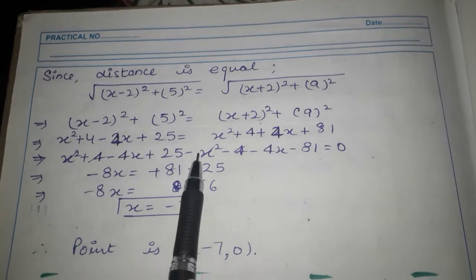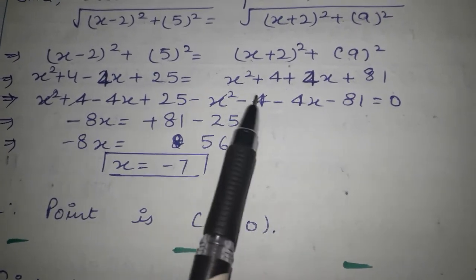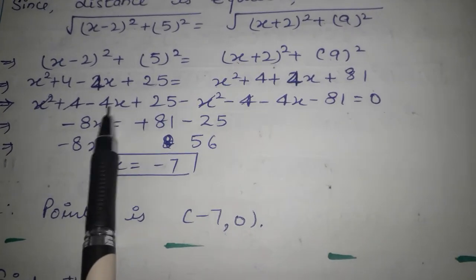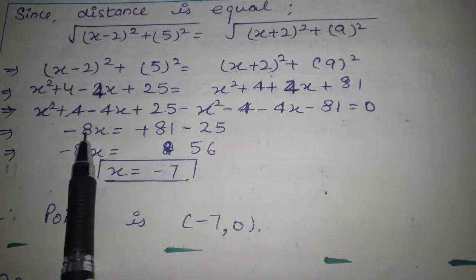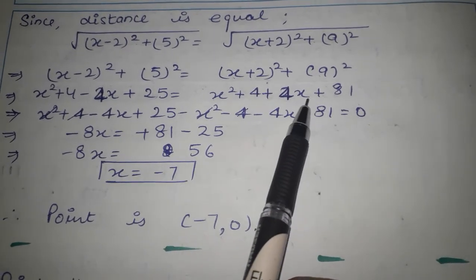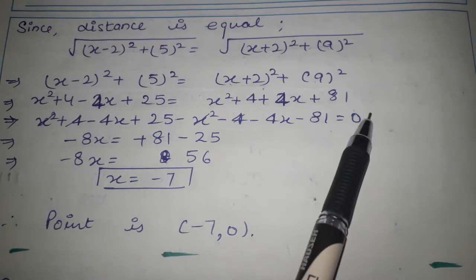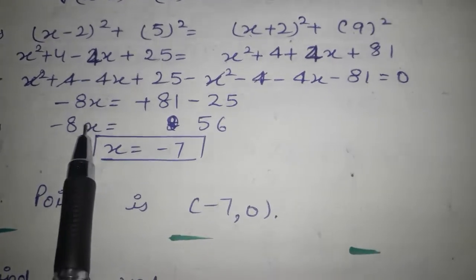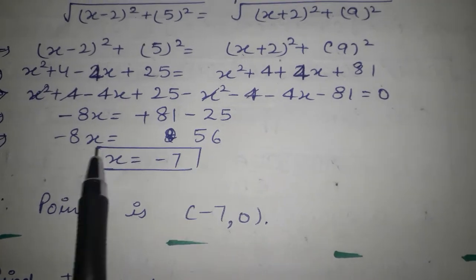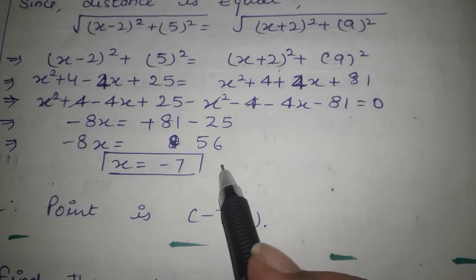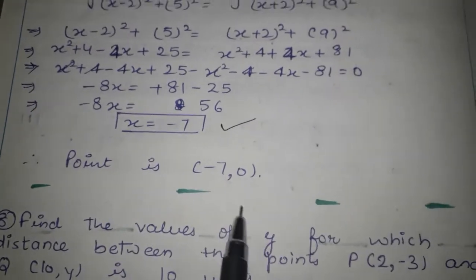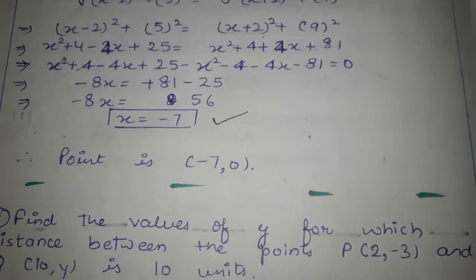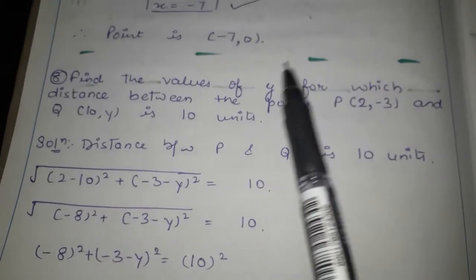Positive x square will be cancelled with negative x square, positive 4 with negative 4, and negative 4x minus 4x will be minus 8x. On moving 81 to the right hand side, it will be positive and 25 will be negative. Minus 8x equals 56, so x will be minus 7, and the point will be (-7, 0).